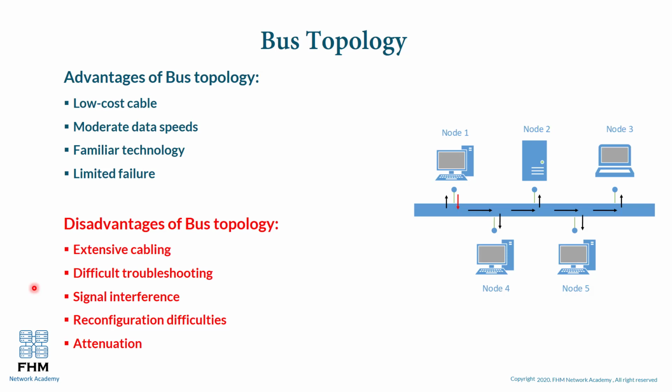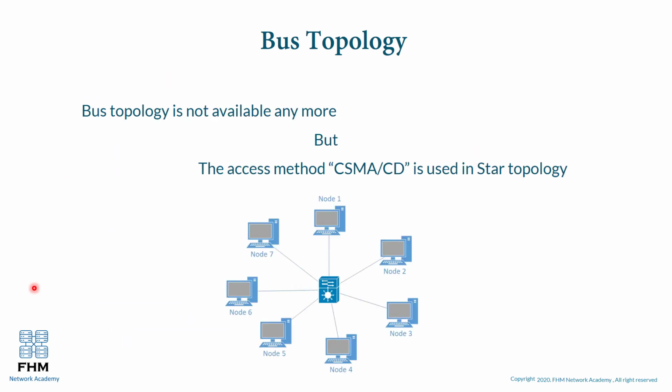And the last thing that you need to know is the fact that bus topology is not available anymore. But the access method, CSMA/CD, is the access method that is used in a star topology. So you need to understand bus topology and the CSMA/CD access method to understand the star topology and what is going on in today's Ethernet networks. This was all you need to know about bus topology.